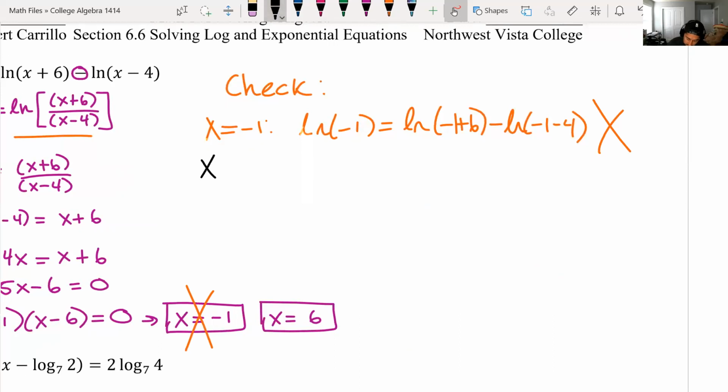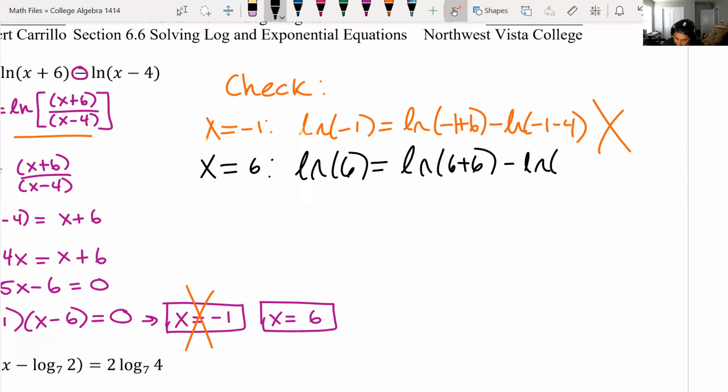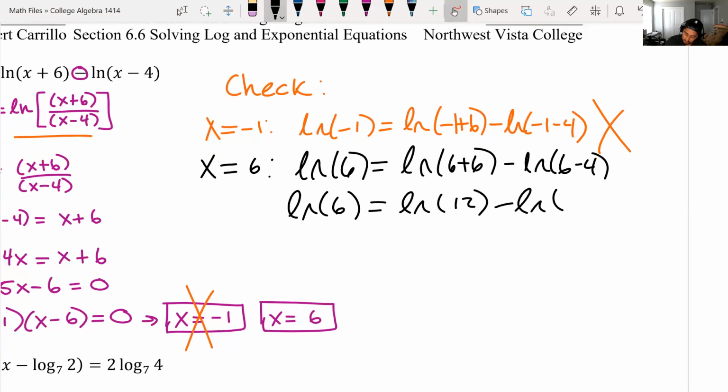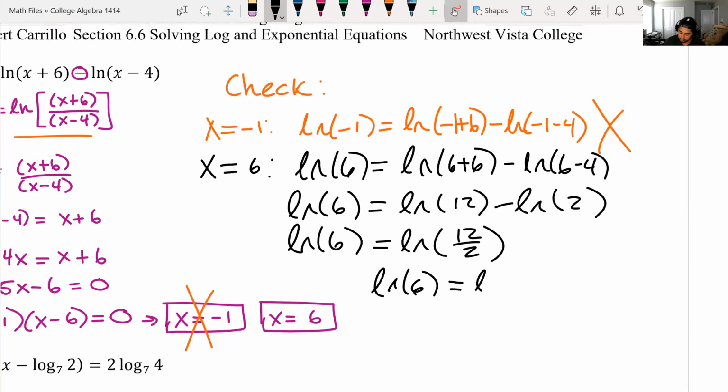You can check x equals 6, and you'll get the natural log of 6 equal to the natural log of 6 plus 6 minus the natural log of 6 minus 4. And hey, this checks out, because you're not going to get any negative numbers. You get natural log of 6 equal to natural log 12 minus natural log 2. And let's just finish this up. Let's see if it actually works. By the reverse difference to quotient, you'll get natural log of 12 over 2, which gives you natural log 6 equal to natural log 6. Hey, look at that. Checks out.